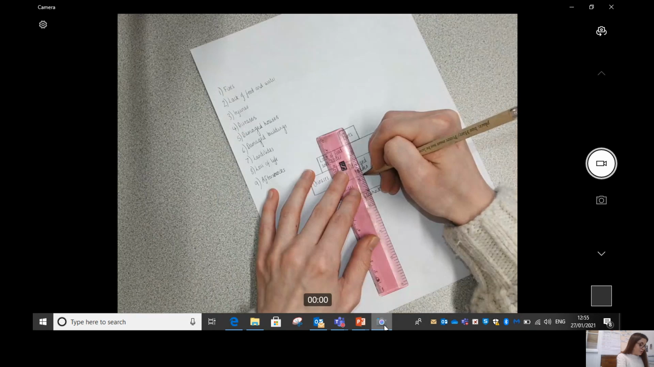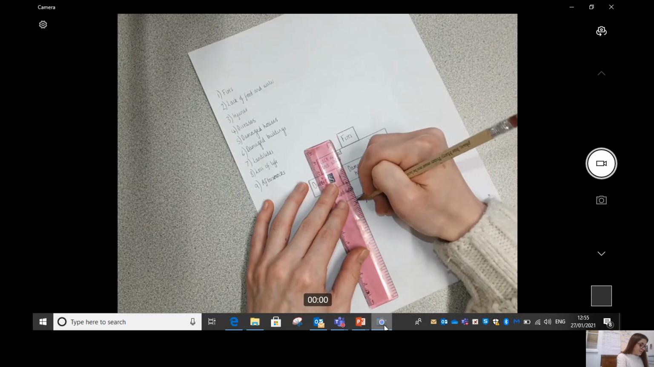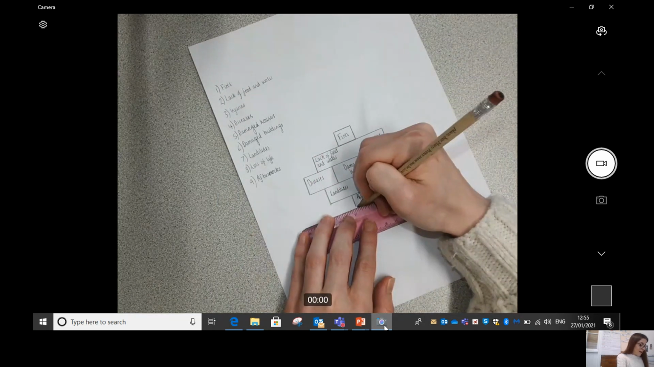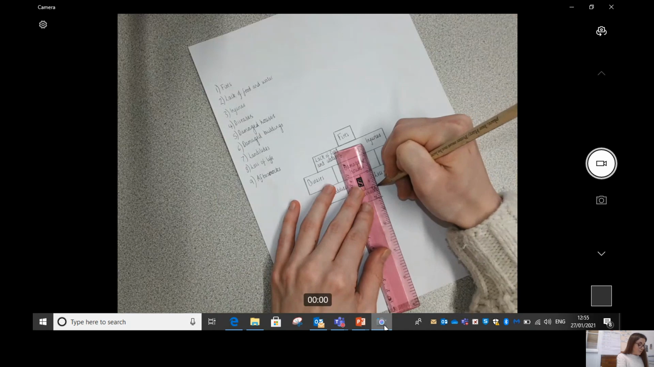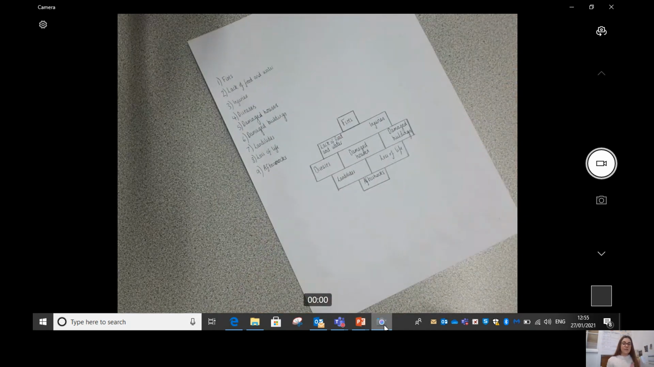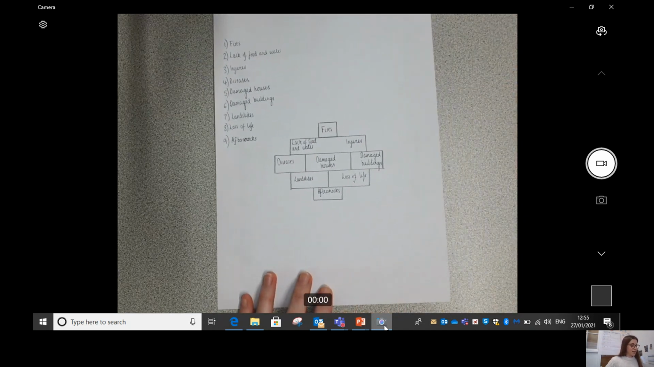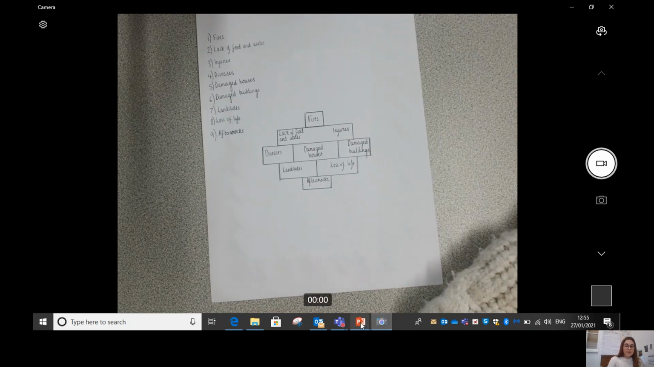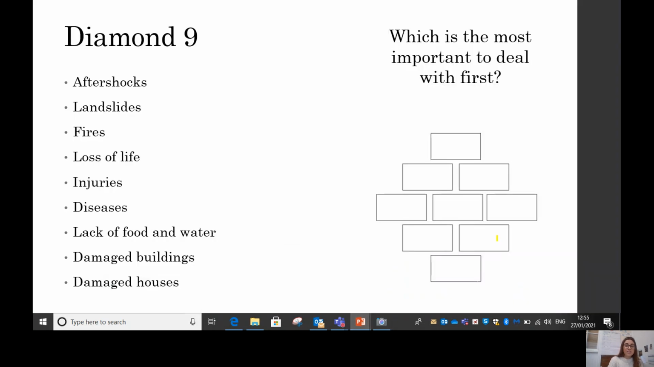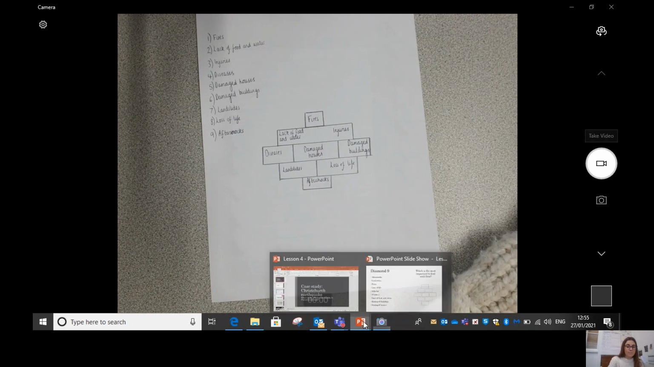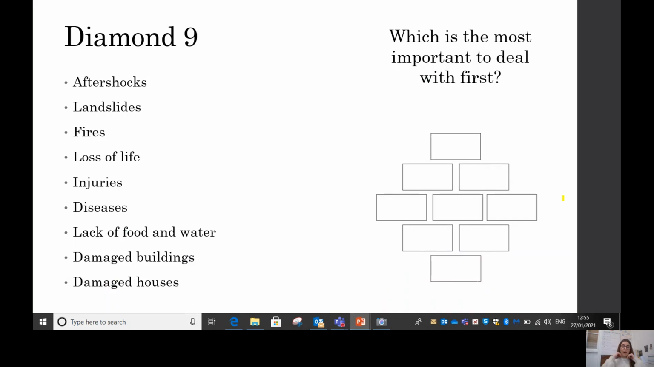So as I said, I would do your writing first, so you know that it's definitely going to fit into your boxes. And then leave enough room to make sure you can draw your diamond. But there we have it, my very own diamond 9, answering my question of which is the most important effect to deal with first. Okay, so now I've modelled that, I would love you to pause me and go away and do your very own diamond 9, and I'm looking forward to seeing them on Seesaw, hopefully with an explanation. Pause me now.